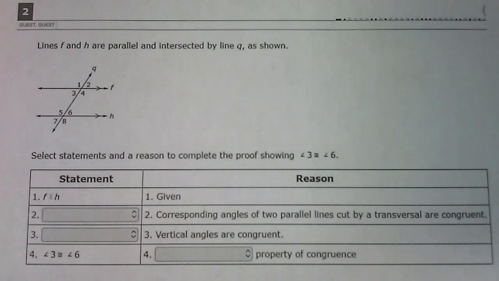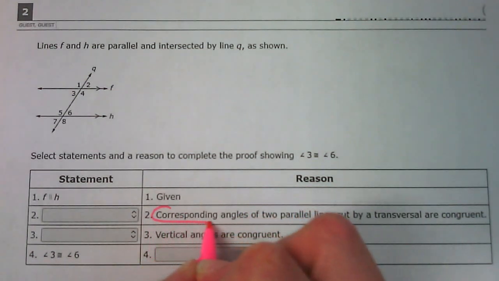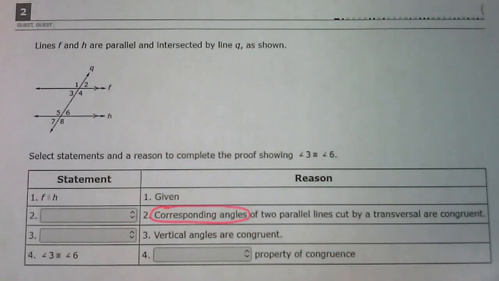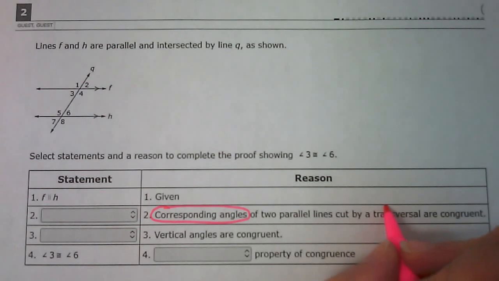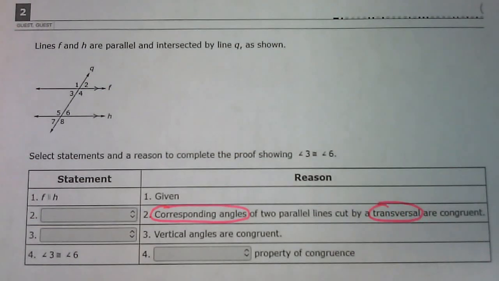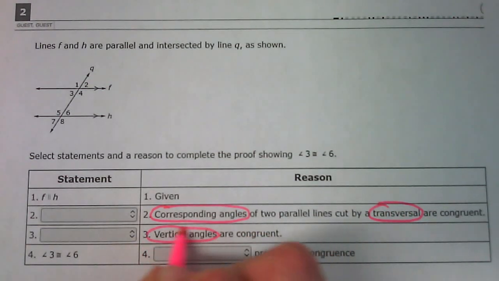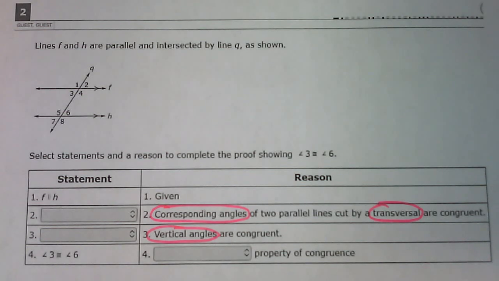So when we approach a proof on an EOC question like this, we want to look at some of our vocabulary that we're dealing with, because that's going to help us. If we look through some key terms in our reasons column, I see the words corresponding angles, I see the word transversal, and I see the words vertical angles. These are all important vocabulary words. So let's see if we can identify these in our picture.